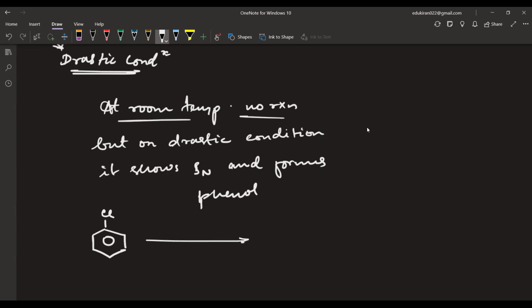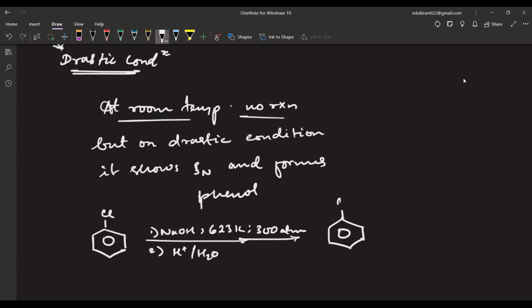Chlorobenzene. First we have NaOH, and we have here 623 Kelvin, 300 atm pressure. Second step, we add H plus in the presence of water to form OH, phenol. Got it? Yes, sir.